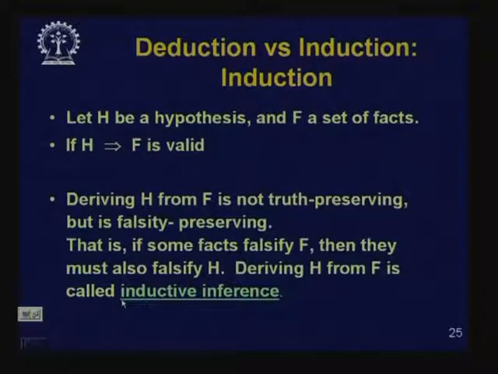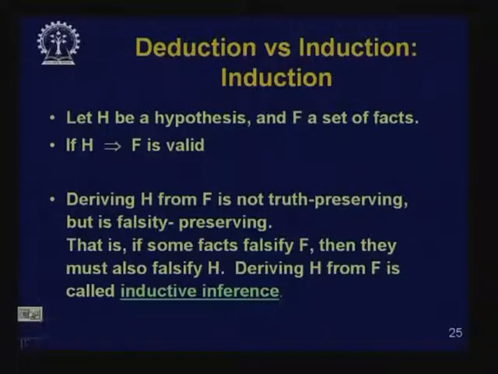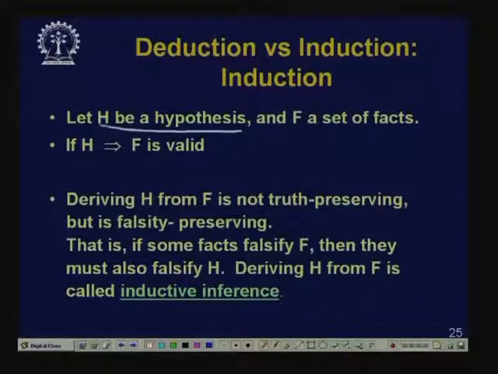Let us take an example. Suppose you know that all men are mortal, and you know that Socrates is a man, you can conclude that Socrates is mortal. So, this is an example of deductive inference. Now, let us see next what we mean by inductive inference. Suppose again let us assume that H is a hypothesis and F is a set of facts, and again let us say that H implies F is known to be valid.